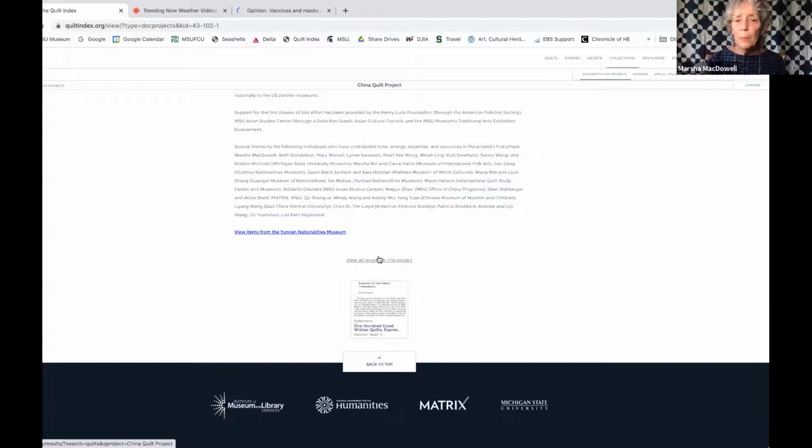But before I click on there, I want to show you right here the Quilt Index has papers that were published by Uncoverings, the quilt journal. And this is one by Maren Hansen that does address her studies on the 100 Good Wishes quilts. So you can check it out right there. But I'm going back to click on this.